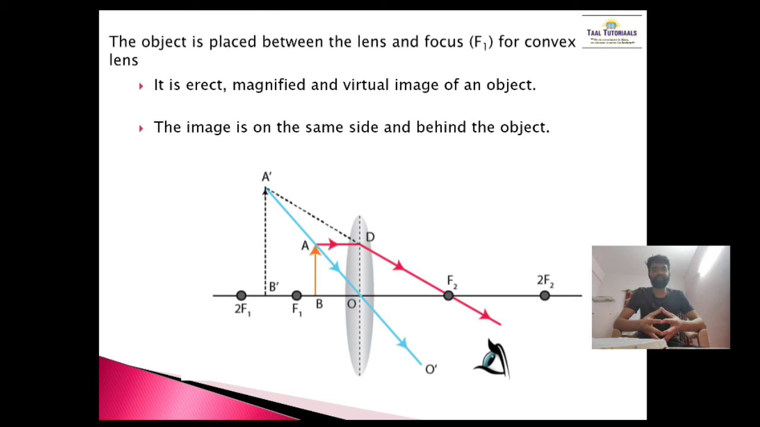These two refracted rays DF2 and OO dash do not meet each other, but they appear to diverge from the point A dash. When they are produced backward, they meet at the point A dash. Thus A dash is a virtual image, that is not real. That is, we are thinking that there is an image like that. Thus A dash is a virtual image of the point A on the object. Similarly, for the point B on the object, B dash is the virtual image. Thus A dash B dash is virtual, erect and magnified, and the image is on the same side and behind the object.